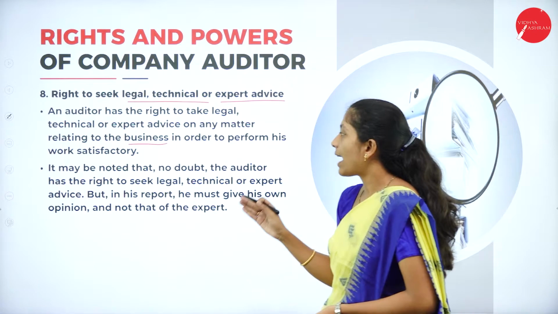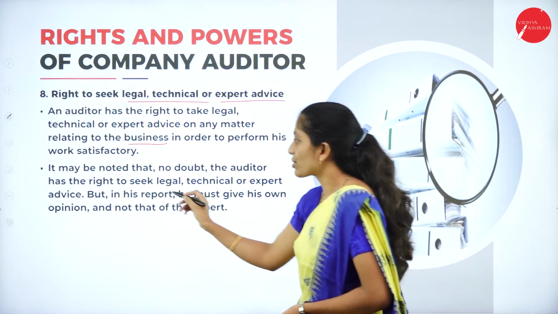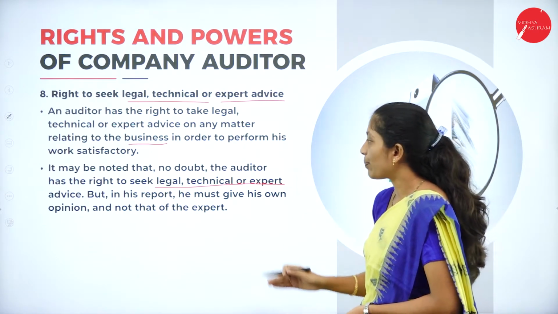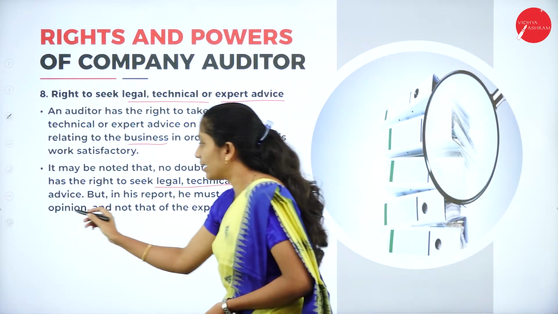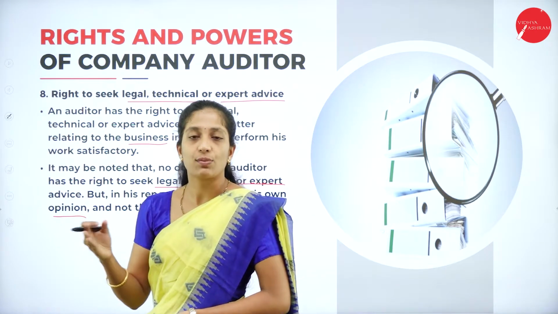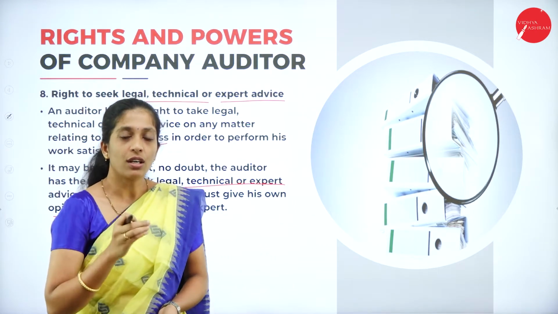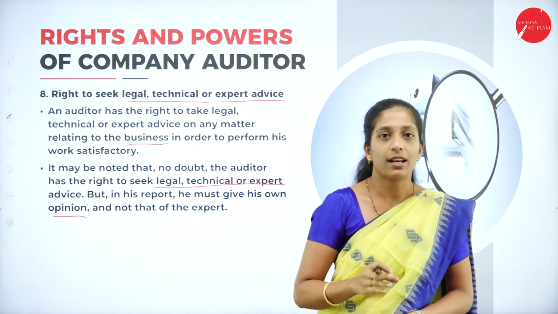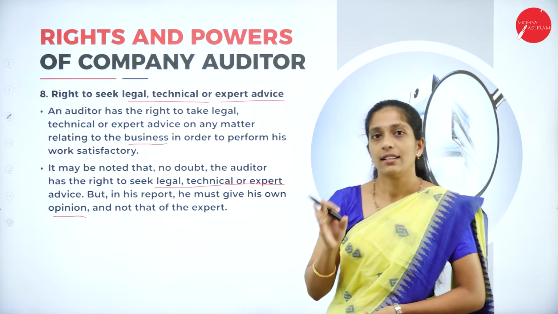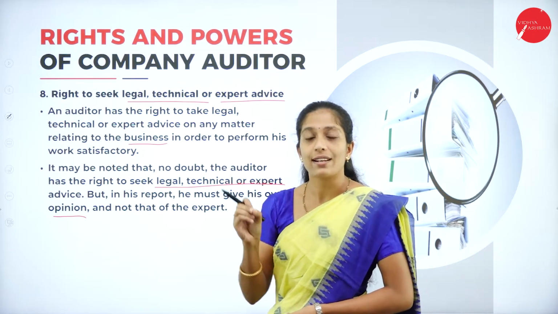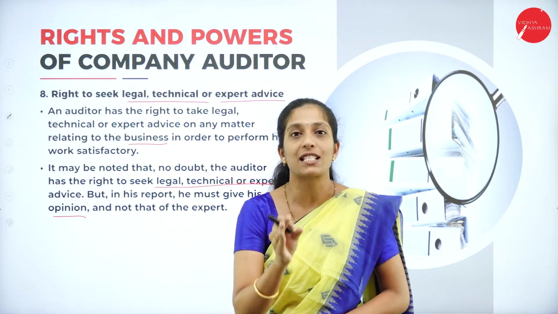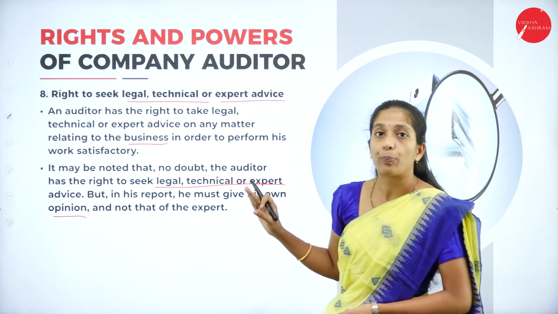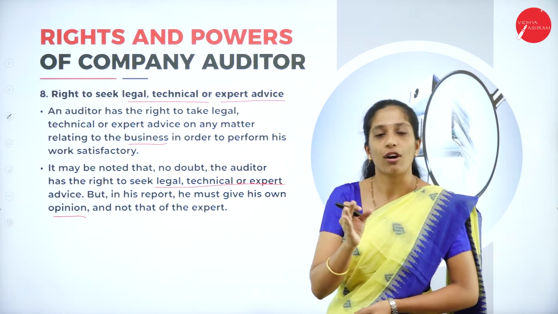It may be noted that no doubt the auditor has a right to seek legal, technical and expert advice, but in his report he must give his own opinion, whatever may be the suggestions given by the experts. An auditor goes to an expert only if he has any doubt, right? If the doubt is clarified, it doesn't mean that he has to write in the audit report what the expert has suggested. Always, the audit report will be the opinion of the auditor only, not that of the experts.